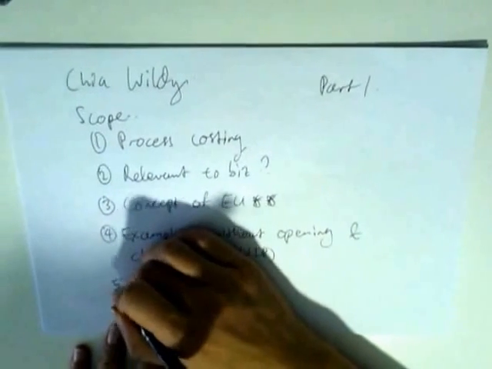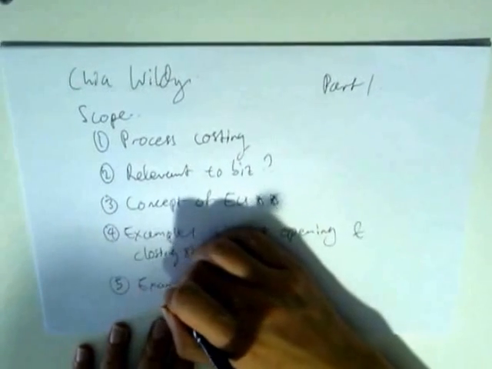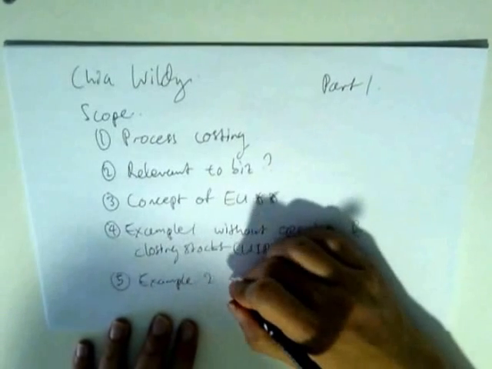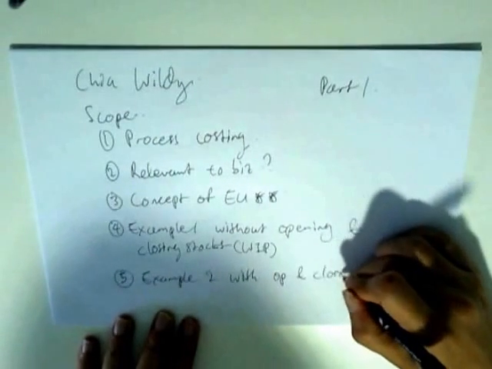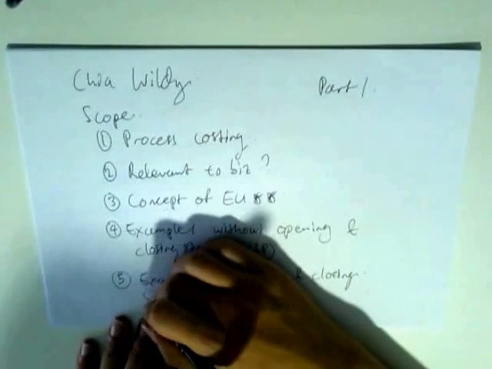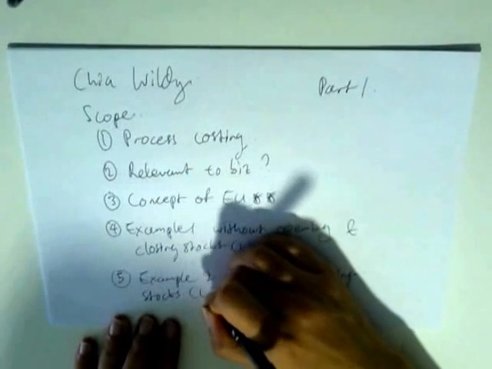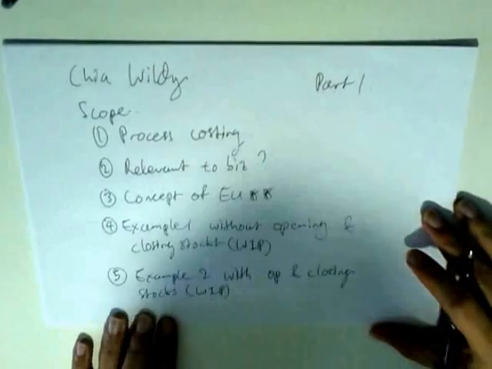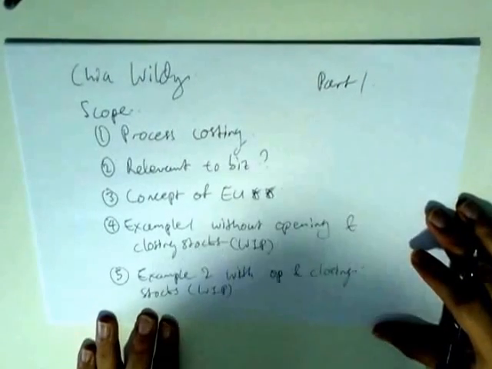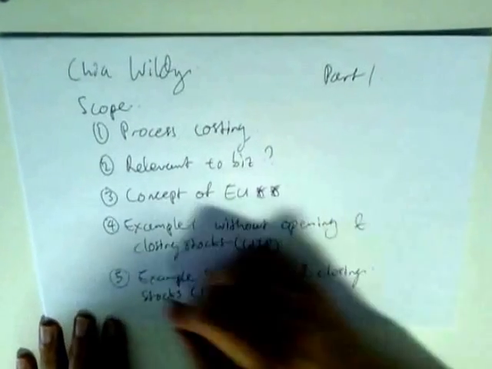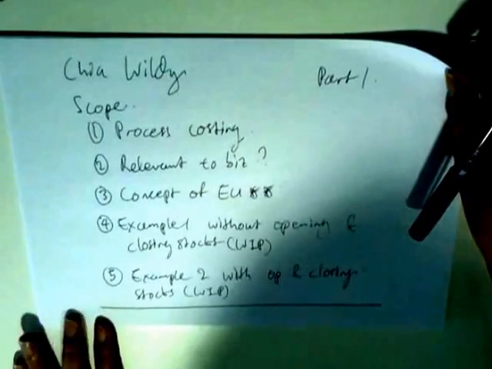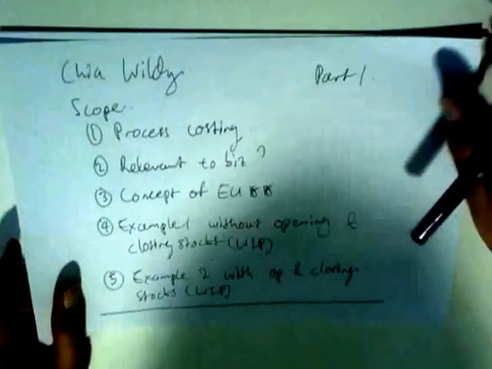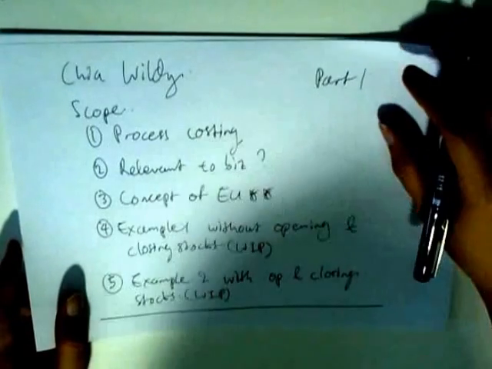Of course, subsequently the last thing that we'll do is example 2. Example 2 will come with opening and closing stocks. Now this stock I'm talking about is work in progress. How would that affect process costing? So this would be my scope, and that will complete all of part 1, and subsequently we'll do a part 2, which might be a day or 2 later. Alright, so let's have a look at part 1.